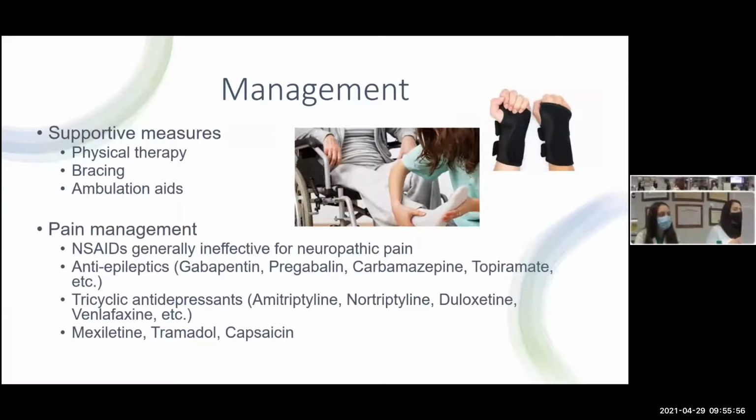We have supportive measures, things like physical therapy, bracing, ambulation aids, anything that's going to help the patient in their daily life. And of course, pain management, which is very important because a great deal of these patients suffer with a lot of pain. NSAIDs are usually ineffective when it comes to neuropathic pain. Things like anti-epileptics like gabapentin, carbamazepine, tricyclics, amitriptyline, duloxetine, and then you also have things like mexiletine, tramadol, and capsaicin. These have all been found to greatly help with the neuropathic pain in these patients.